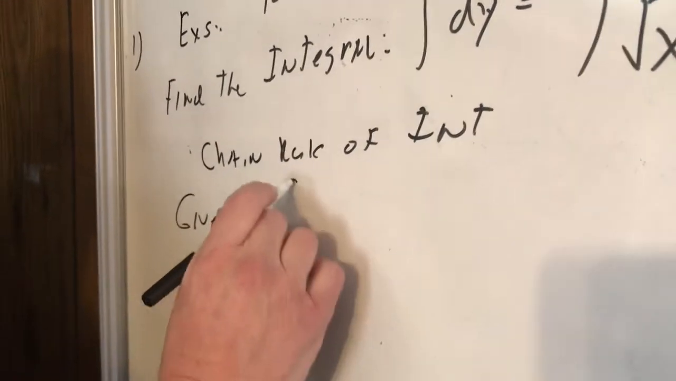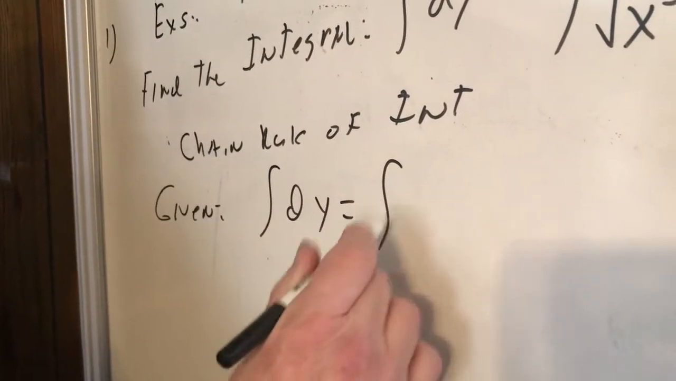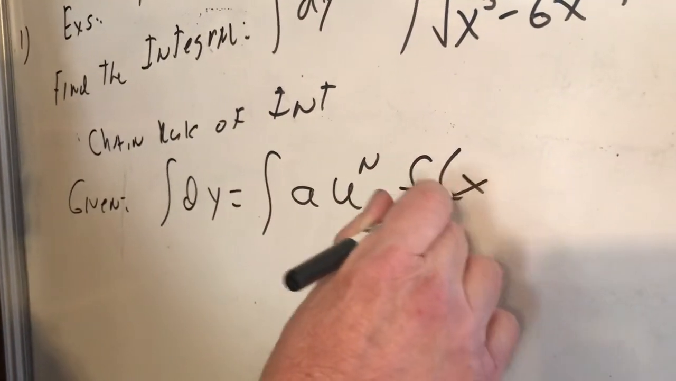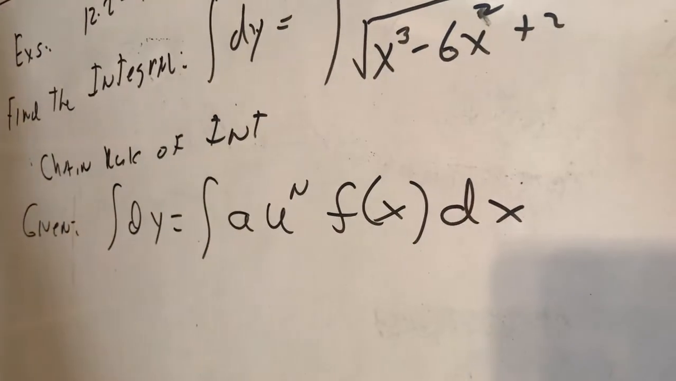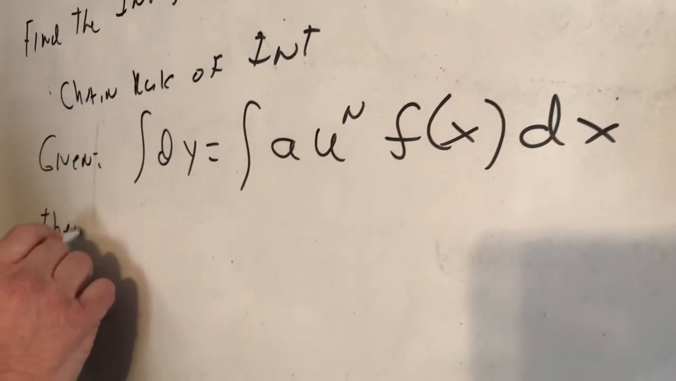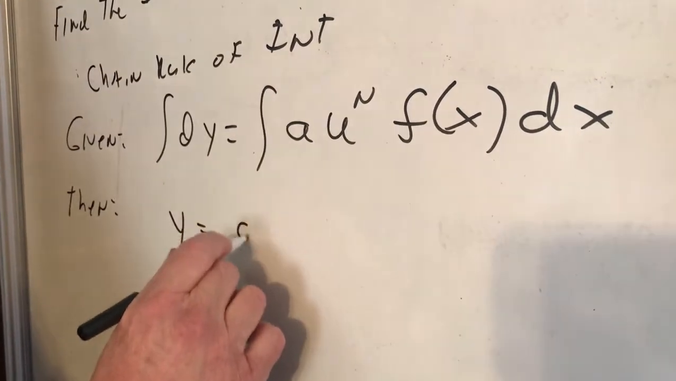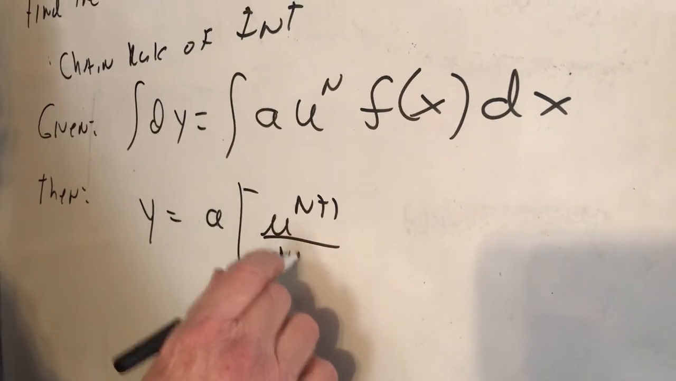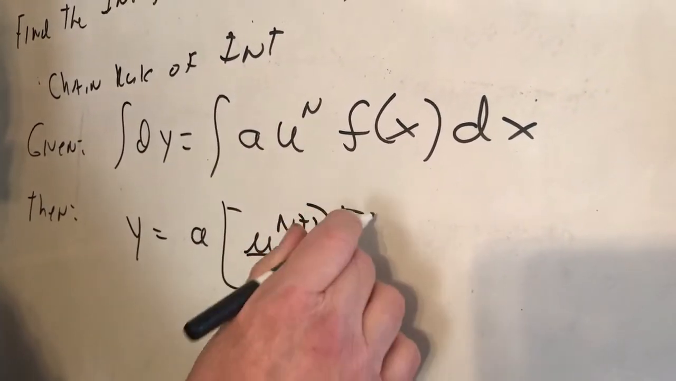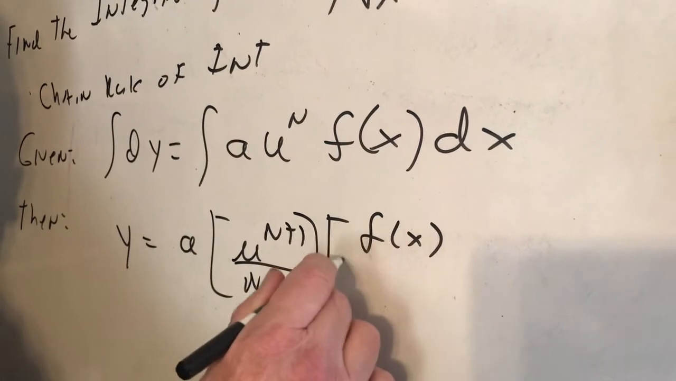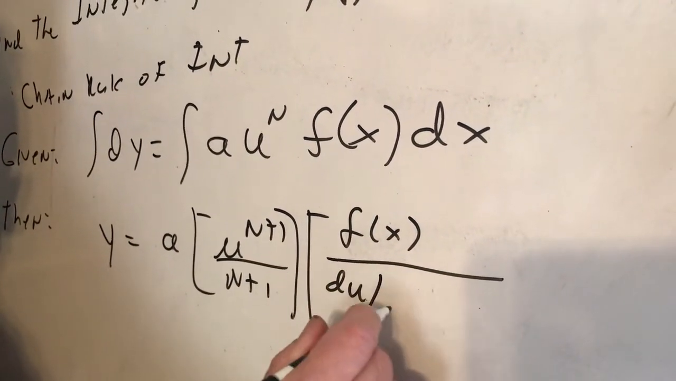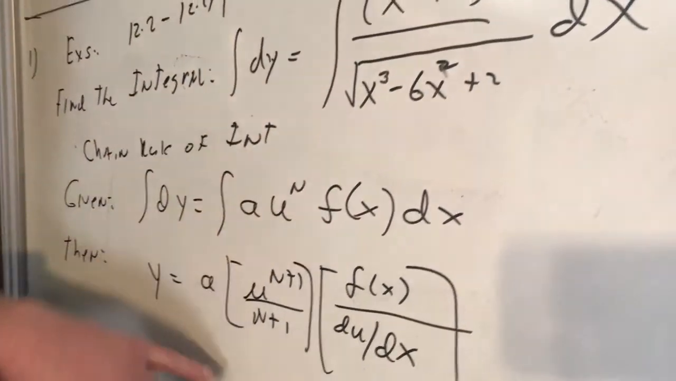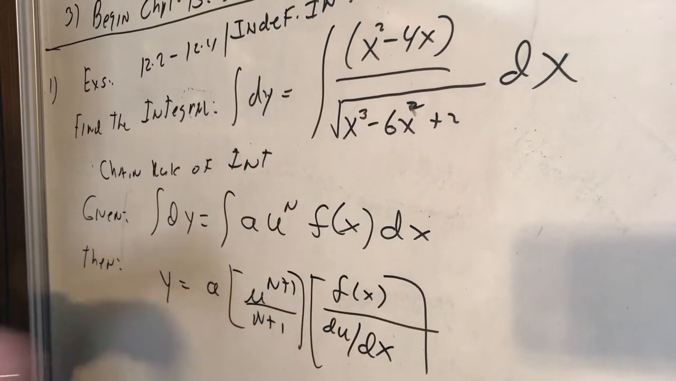If I'm given dy is the integral of a u to the n f of x, which is a function of x, or it can be a constant, dx, then integrating we get y equals a u to the n plus 1 f of x, that could be a constant, remember, over du dx. So from this we have to find a, u, and f of x, and then du dx.